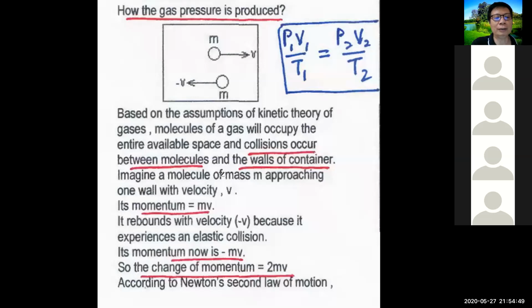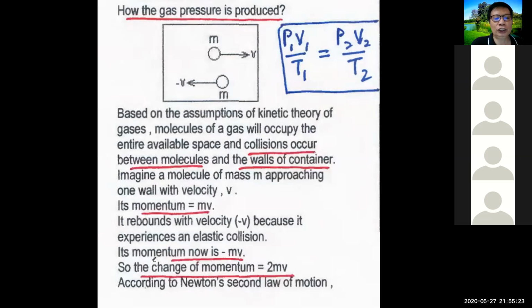Imagine a molecule of mass m. When it collides with the wall, you have momentum. Momentum is mv. You all remember, right? Momentum is mass multiplied by velocity, mv. Okay, it bounces back, rebounds with velocity negative, so it becomes negative mv. So when it goes towards the wall, it is mv momentum. When it bounces back, it becomes negative mv, correct or not? So this is the momentum to the right, and this one is when it bounces back.